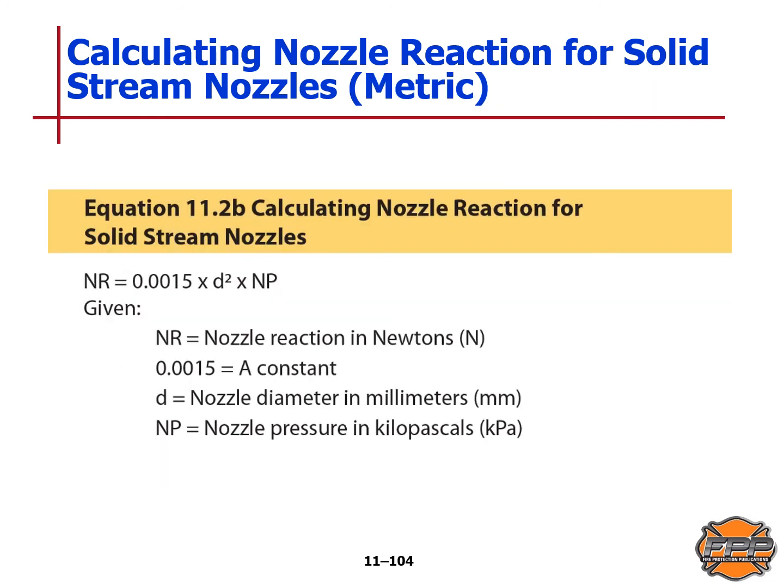This is equation 11.2b, which is calculating nozzle reaction for solid stream nozzles in metric. Same formula, just in metric. So your formula is NR, nozzle reaction, equals 0.0015, that's your constant in metric, times diameter squared times nozzle pressure.